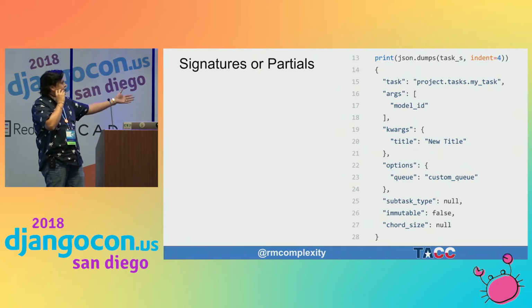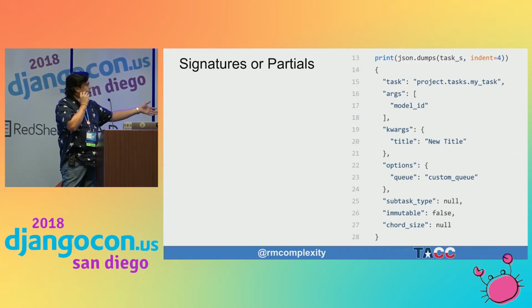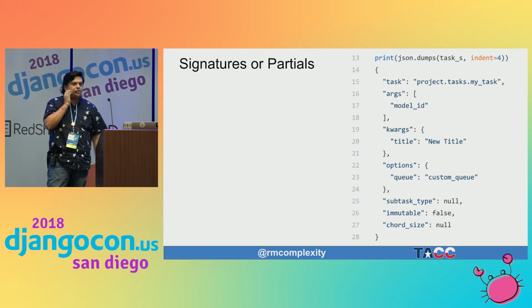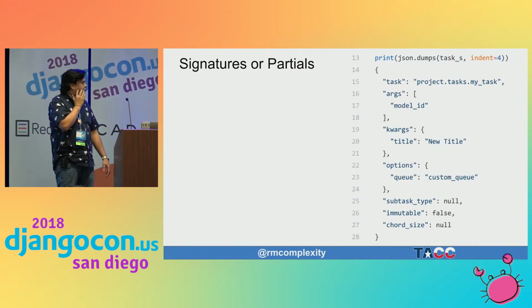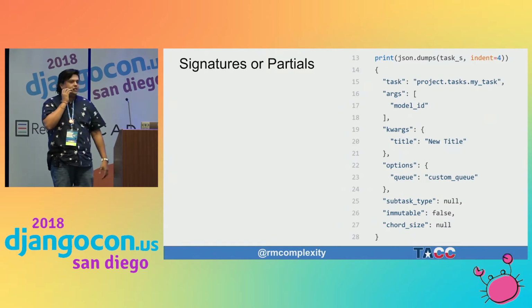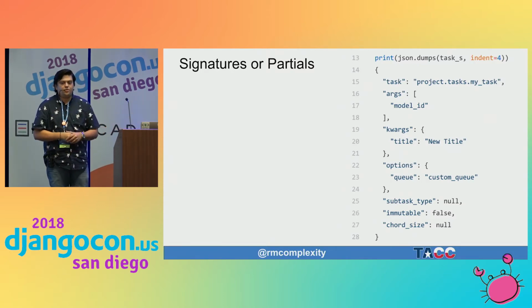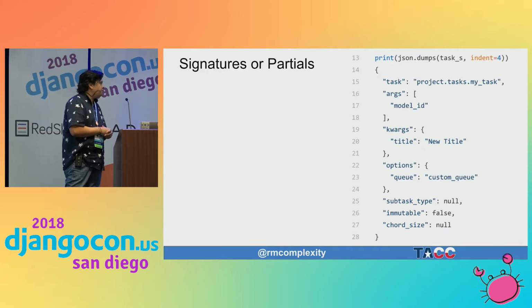For instance, the serialization of this signature, as we can see here, is actually just a very, very simple dictionary. This is what allows us to send this message to our workers through something like RabbitMQ or Redis or any other type of broker.